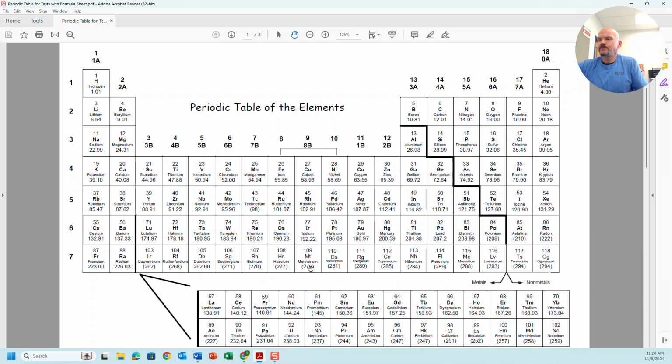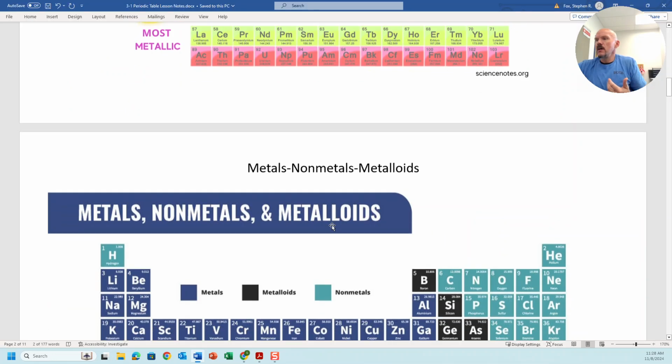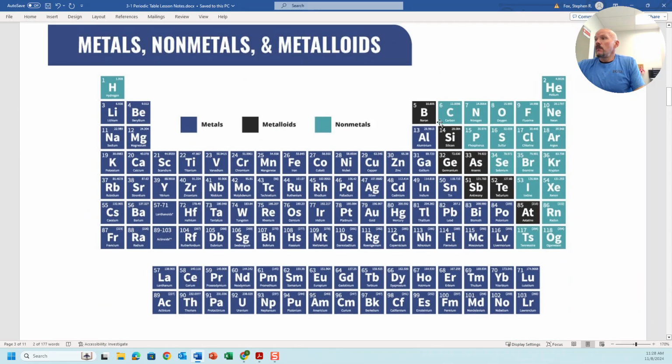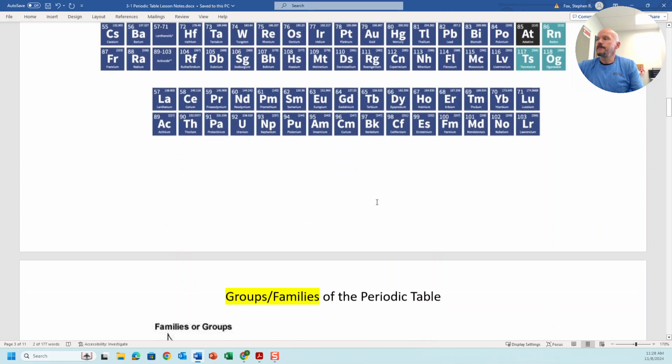Moving forward, okay? So let's get back to our lesson notes. Okay, so again, memorize the metalloids, and then anything to the right, non-metal, anything to the left, metal, except for hydrogen. Just remember hydrogen is a non-metal, okay? But notice that most of the elements are classified as metals, okay?